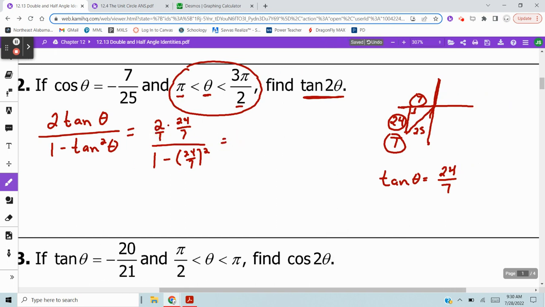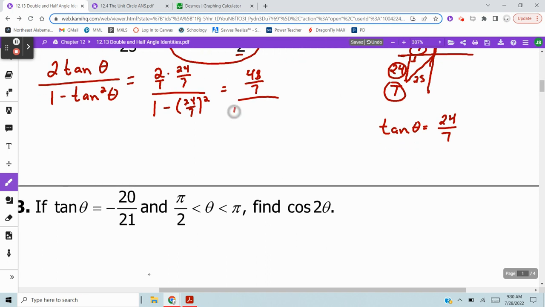On top, to multiply these two fractions, we're going to multiply the tops, which gives me 48, multiply the bottoms, which gives me 7. On bottom, we have 1 minus 24 over 7 squared. We're going to square each of them. I believe that'd be 576 over 7 squared, which is 49. On bottom, we will have to subtract those, so we will need a common denominator. The 1, I'm going to turn into 49 out of 49, so now they can be subtracted.